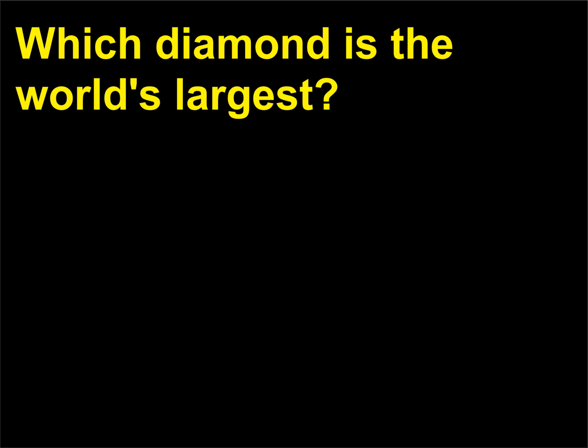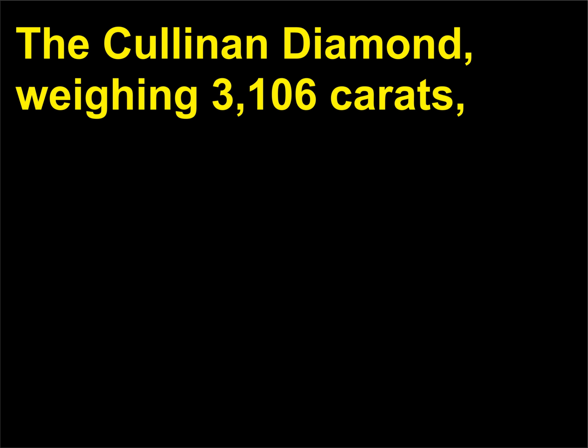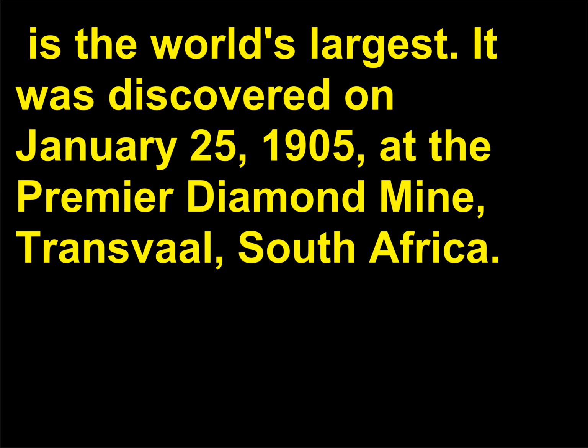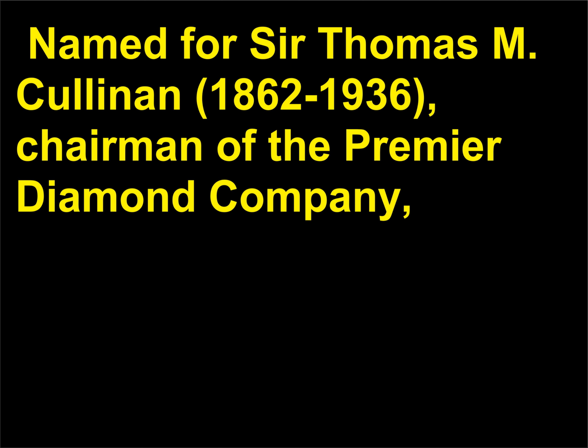Which diamond is the world's largest? The Cullinan diamond, weighing 3,106 carats, is the world's largest. It was discovered on January 25, 1905, at the Premier Diamond Mine, Transvaal, South Africa. Named for Sir Thomas M. Cullinan, 1862–1936, chairman of the Premier Diamond Company.